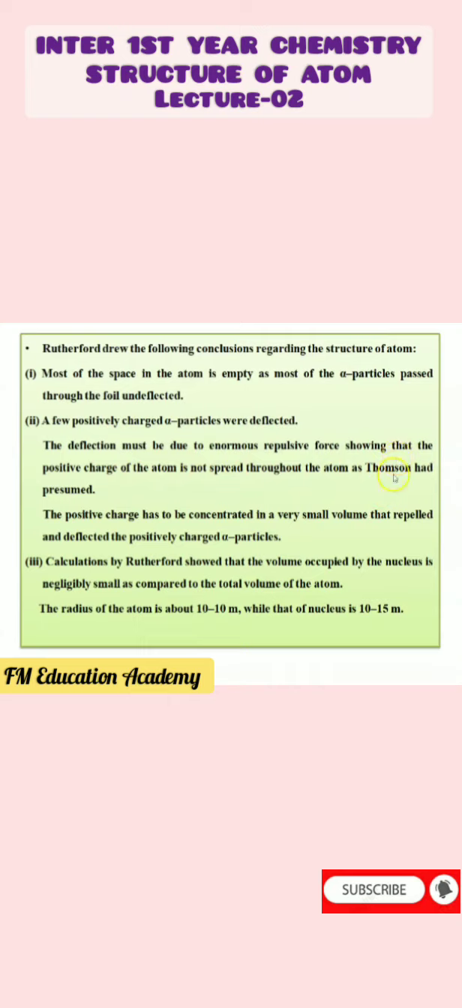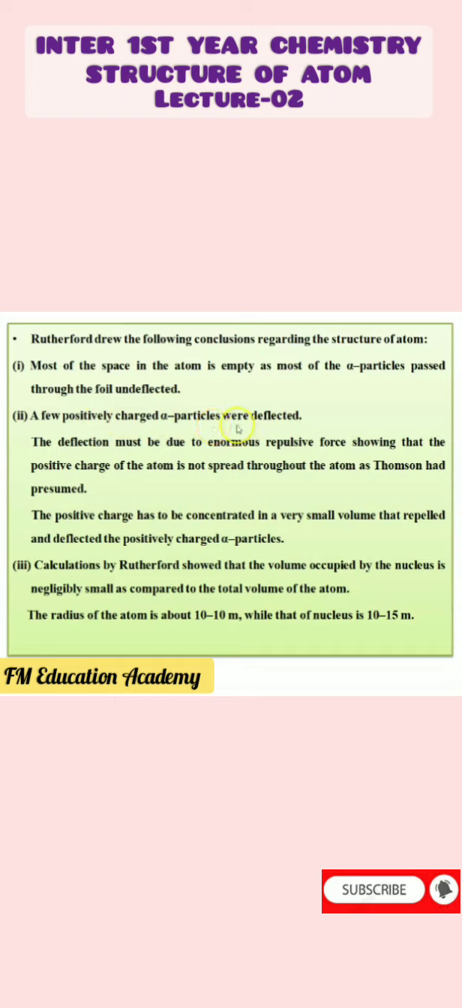What did Thomson assume? Thomson had assumed that the whole atom consists of positive charge. But according to Rutherford, the whole atom does not consist of positive charge, because when the positively charged alpha particles were deflected, it was due to repulsive force. That is the reason why he thought that it is not spread uniformly. Positive charge is not spread uniformly. The positive charge had to be concentrated in a very small volume that repelled and deflected the positively charged alpha particles. So he said that in the atom, positively charged particles are present only in a small volume, not throughout the atom.